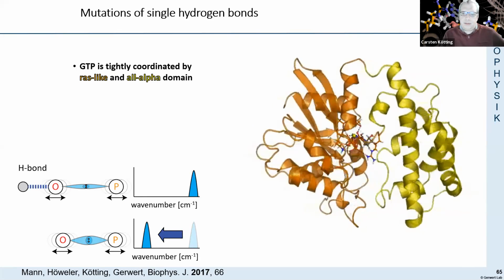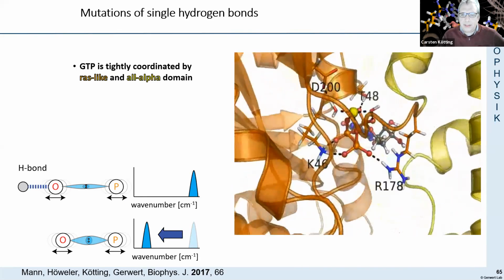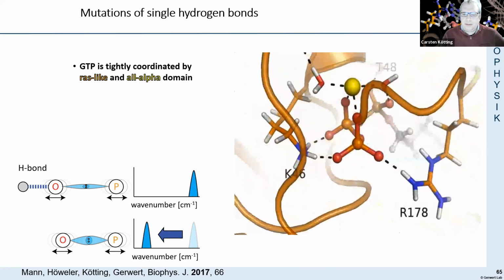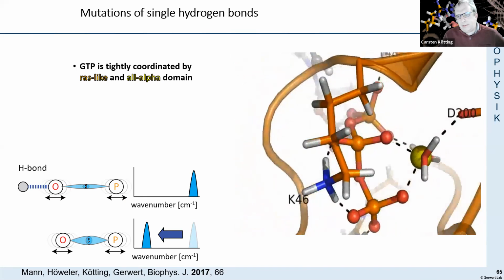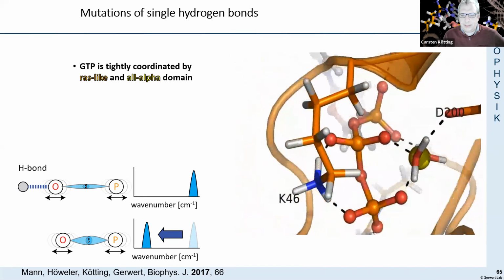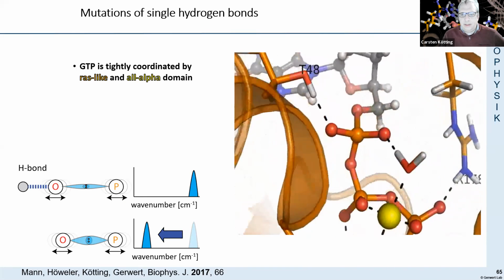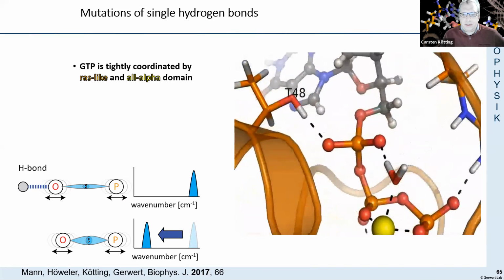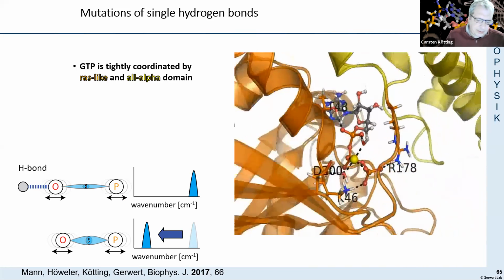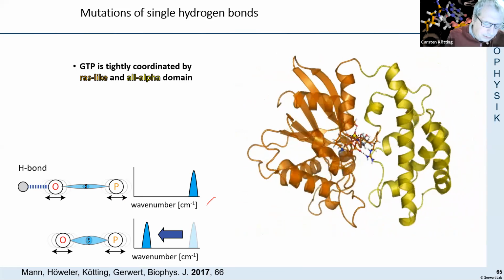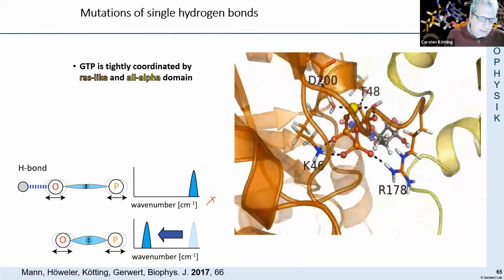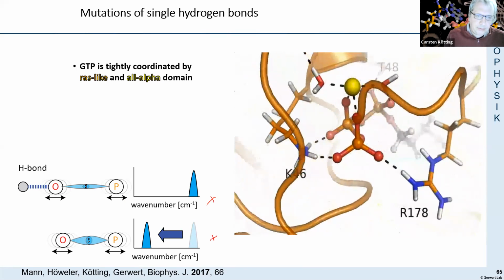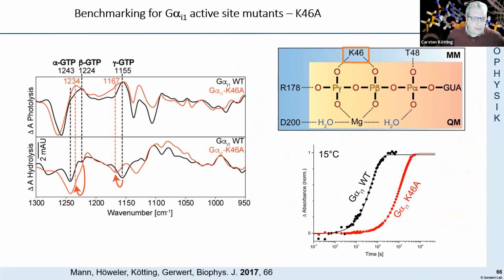Here we see the G-alpha again with the nucleotide in the middle. And I highlighted here the residues of G-alpha which form hydrogen bonds with the nucleotide, for example, lysine 46 or threonine 48. And I will repeat: if you cleave a hydrogen bond, what you expect is a blue shift of the vibration. Let's look at the data.